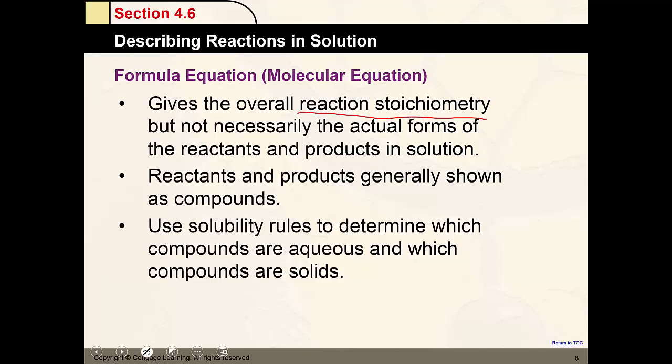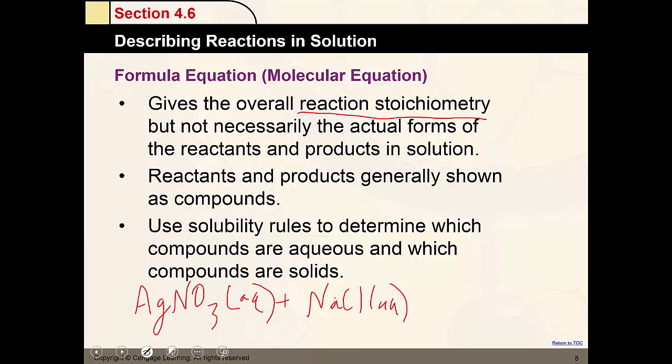So let's say we have the reaction of silver nitrate, AgNO3, and that is aqueous if you refer to rule number 1. Most nitrate salts are soluble, and it reacts with table salt, NaCl, and that is aqueous if you refer to rule number 2. Most of those alkali metals are soluble. And now we have to predict the two products.